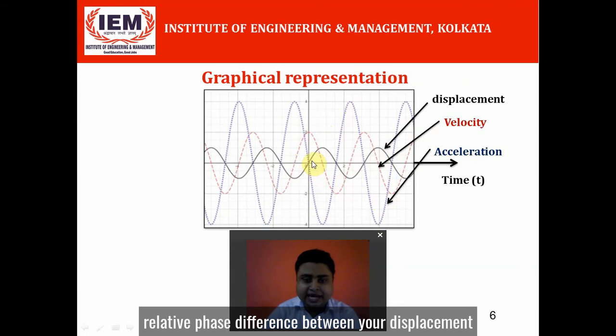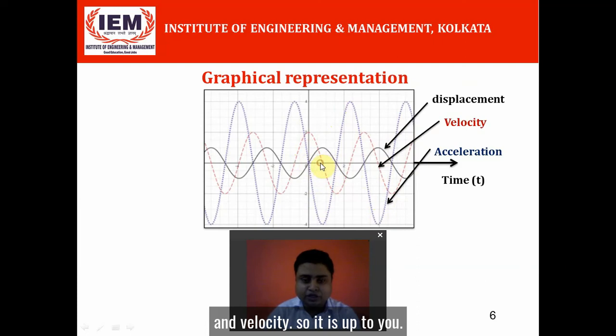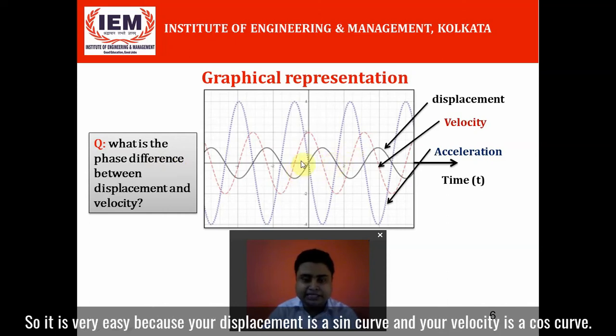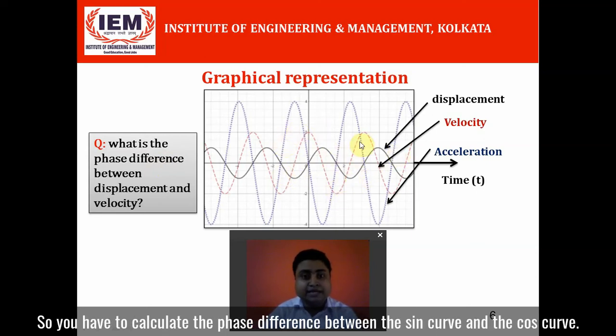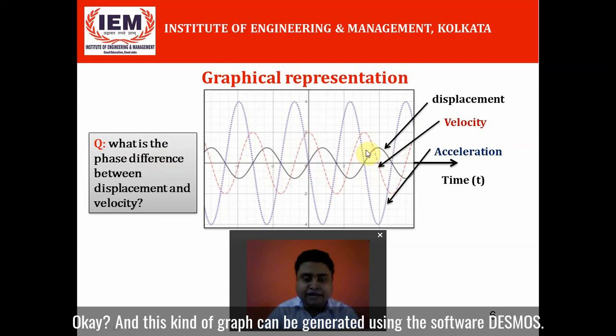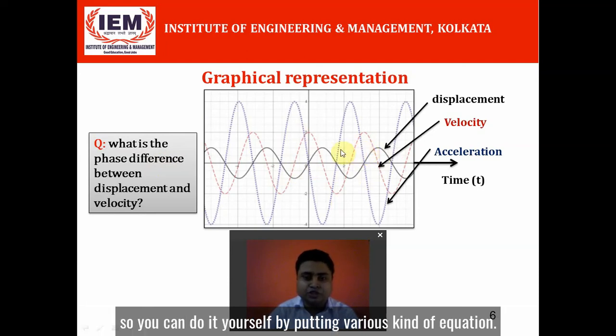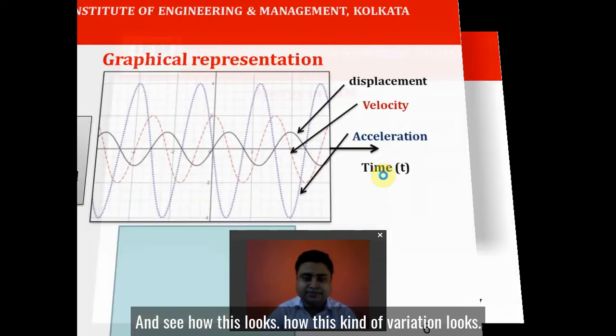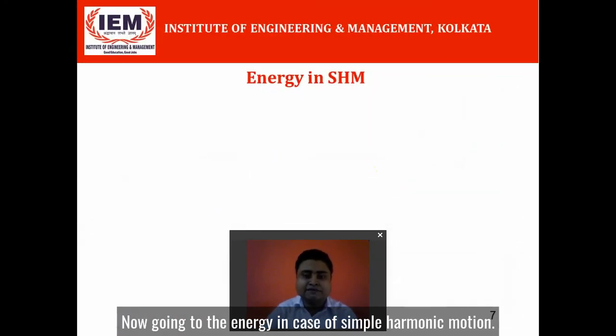Now you see there is a relative phase difference between your displacement and velocity. It is up to you to calculate the relative phase difference between displacement and velocity. It is very easy because your displacement is a sine curve and your velocity is a cos curve. So you have to calculate the phase difference between the sine curve and cos curve. This kind of graph can be generated using the software Desmos. You can do it yourself by putting in various equations and see how this kind of variation looks.